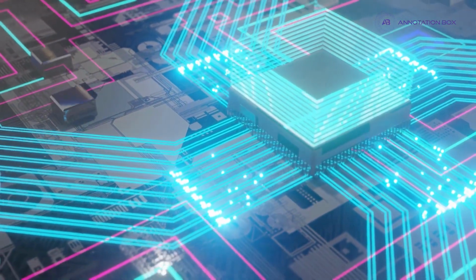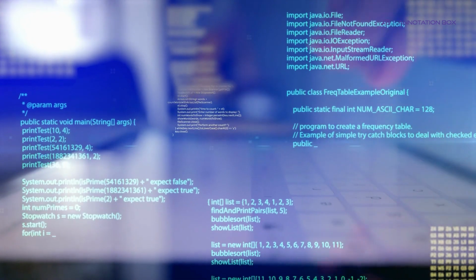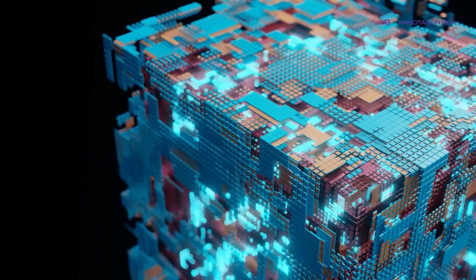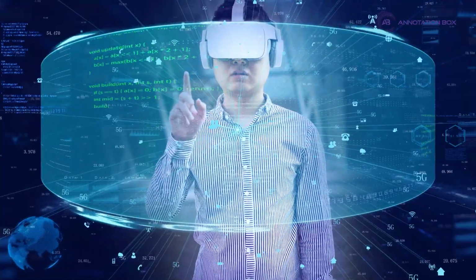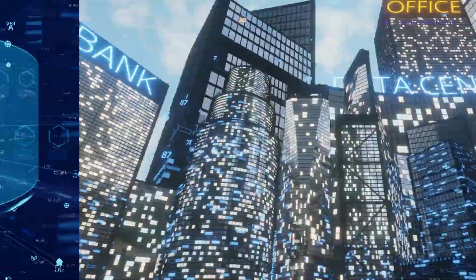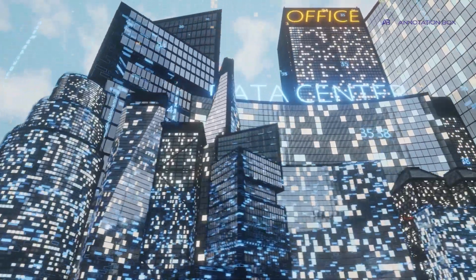In conclusion, exploratory data analysis is the essential first step in the data analysis journey. It empowers you to unlock the potential hidden within your data, enabling smarter, data-driven decisions. So, start exploring your data today and harness the power of EDA.